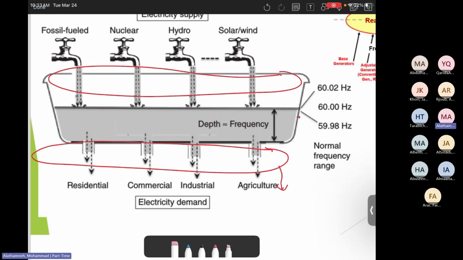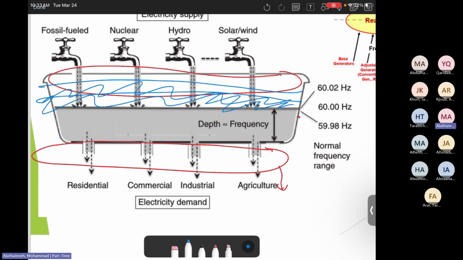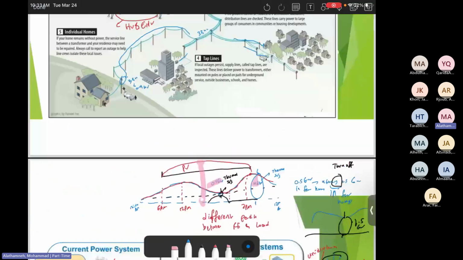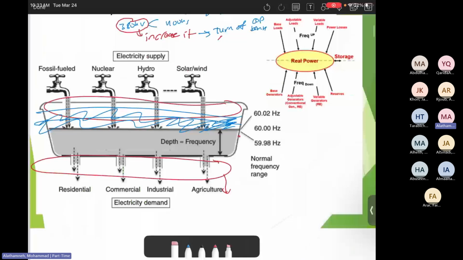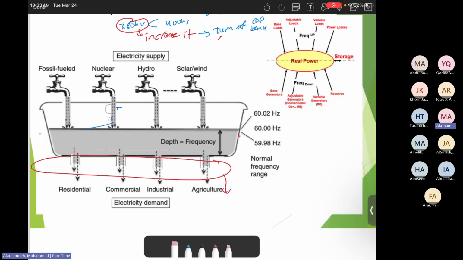With light load, the frequency will be high, or the water depth will be high. The water level will be high. Our target is to make sure that the water level is constant at 60, for example, centimeters. That's our target, to make sure it is within this. This is how you can simply imagine the real power generation and the other thing.